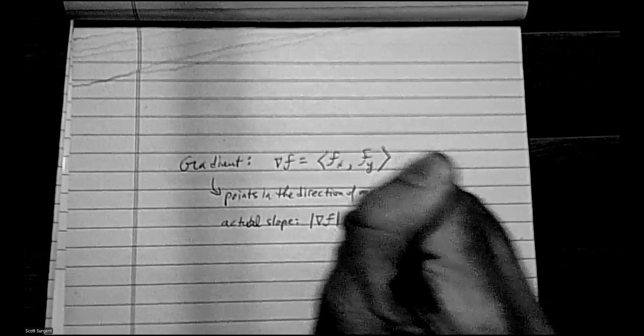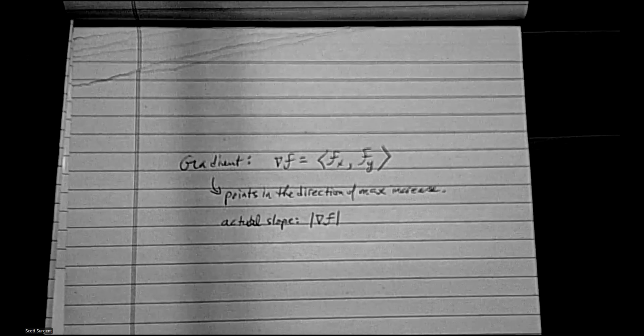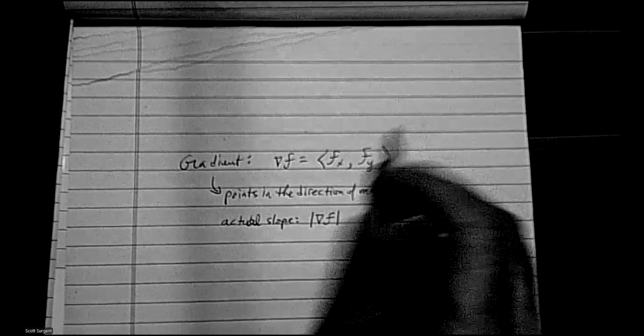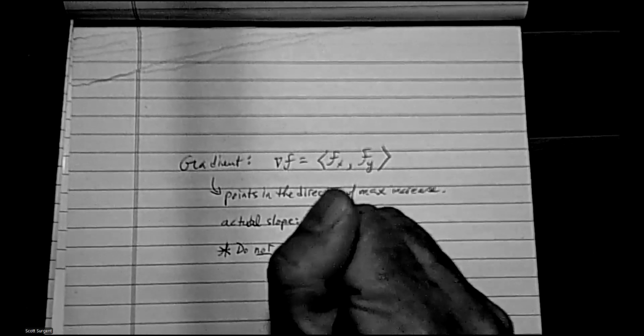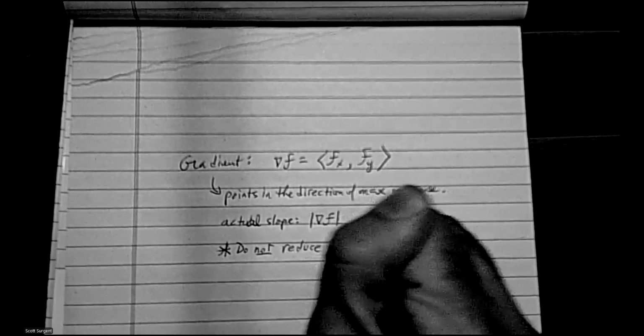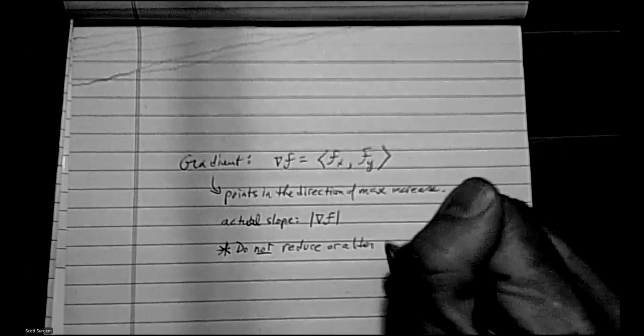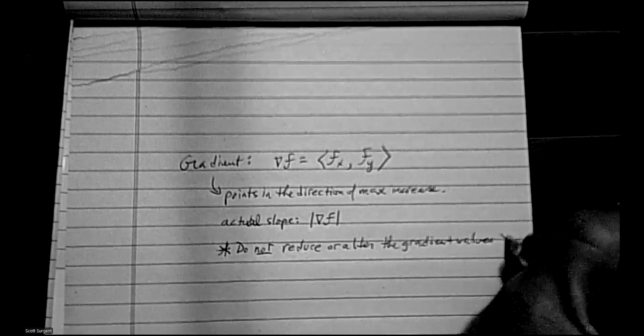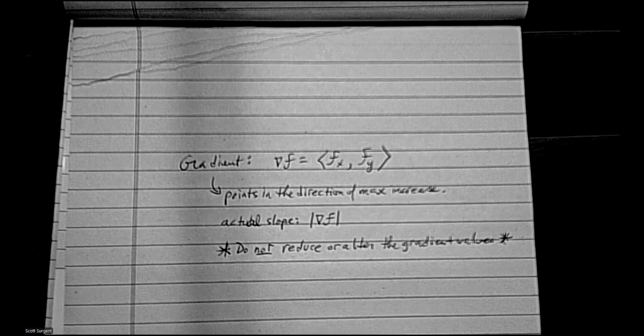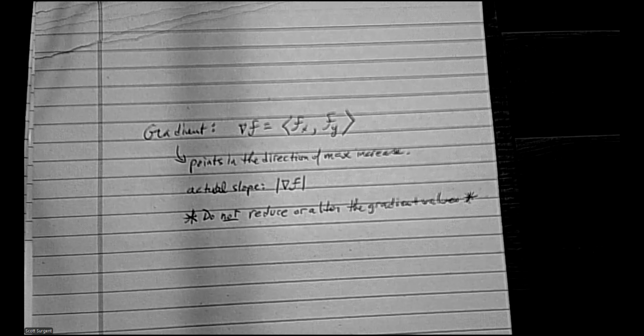is the magnitude. And this is a common mistake. I saw this occur in Ed discussions. You do not reduce or alter the gradient values, because you get this kind of frustrating situation where it actually still points in the right direction. So you still get the correct answer, and you'll still be counted as correct. But the slope value will be wrong if you reduce it.